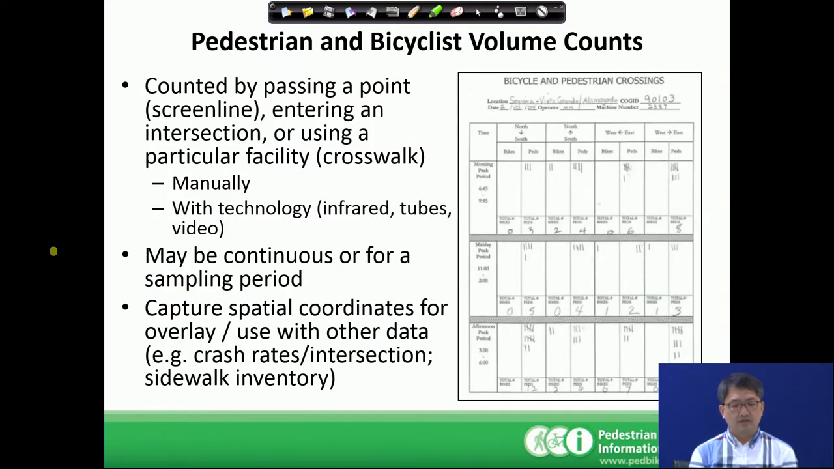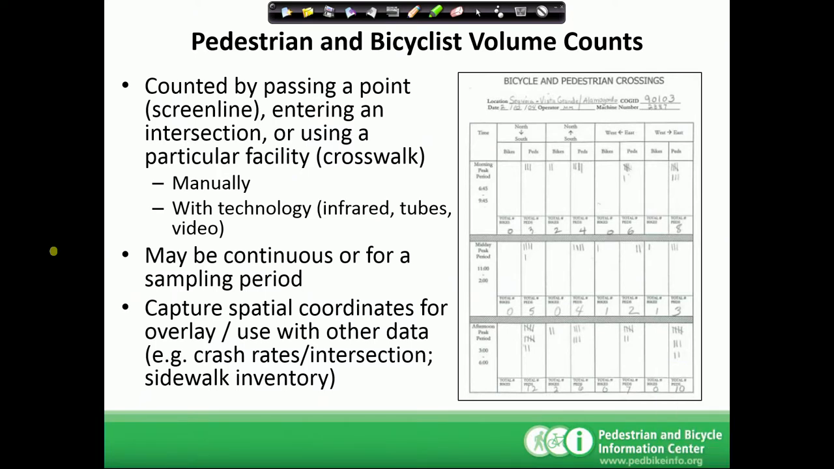And also, for the way of counting, you can use a board and count manually, and you can have a tube. Tube is very popular in the US. It's a temporary tube, and as cars pass by, it counts the number of axles. So from the axles you can convert and have a rough idea of the heavy vehicle percentage, passenger cars, things like that.